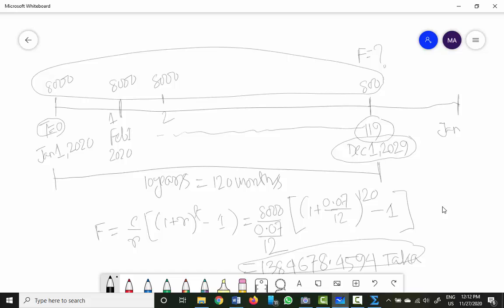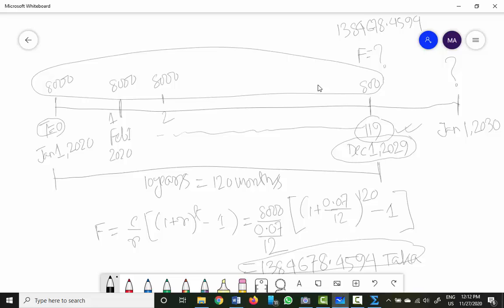But if the question asks you how much you will get on January 1, 2030, how much will we get? Here the future value we got is 1,384,678.4594. This is the amount we got at this period.